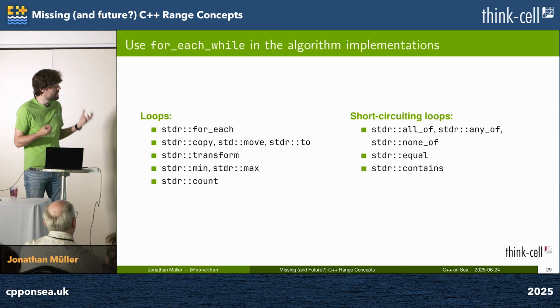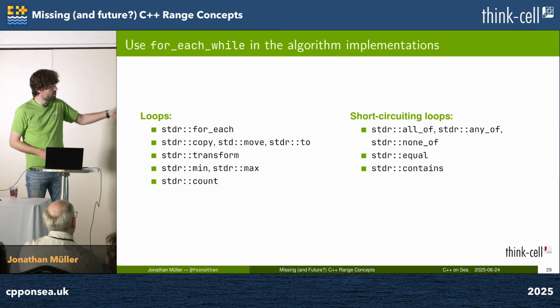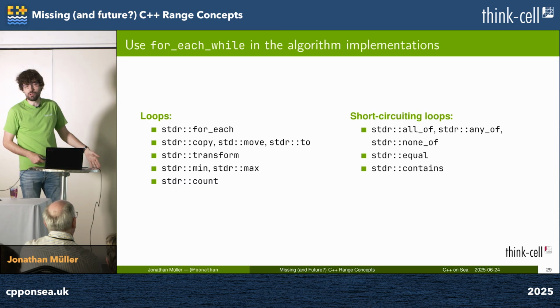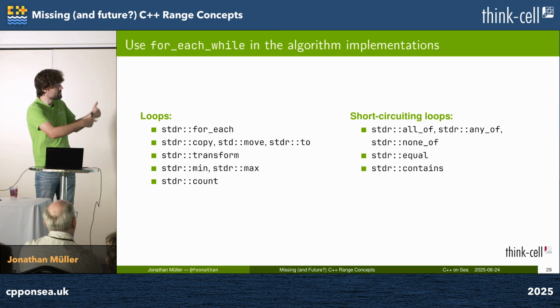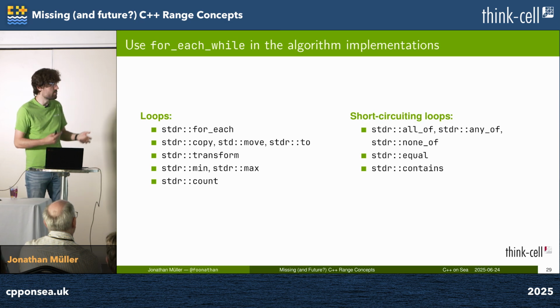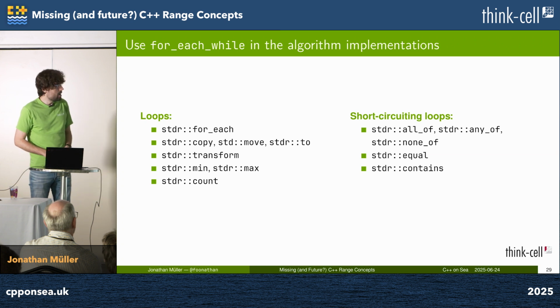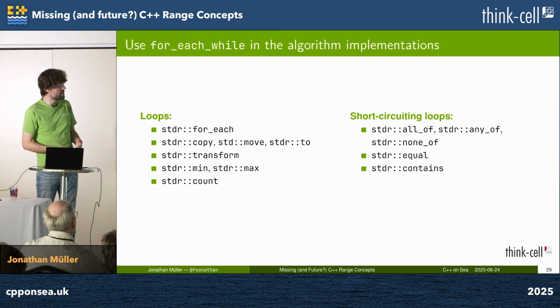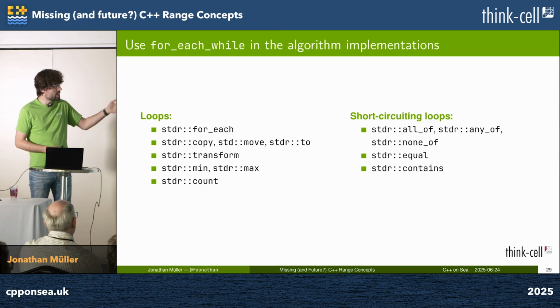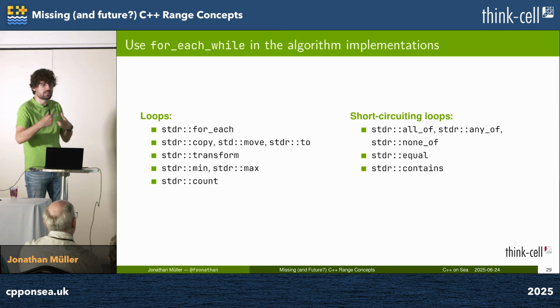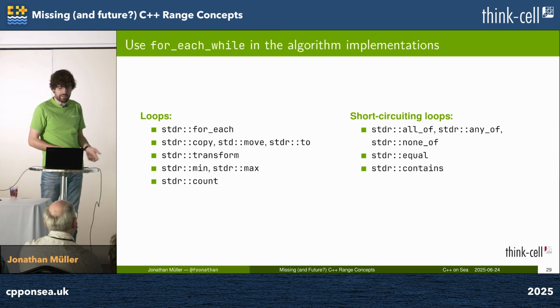And so we can then use this customization point in algorithm implementations. Algorithms like for each, copy, transform, they're all essentially loops. So they can all be mapped directly to for each while instead of the range-based for loop, so they can completely avoid any iterator overhead. And then we also have the short-circuiting loops. Luckily, the sink can also stop iteration, so we can also implement stuff like all of or equal or contains, which iterate until something changes. And then we just return false from the sink, stop iteration, and we have that.